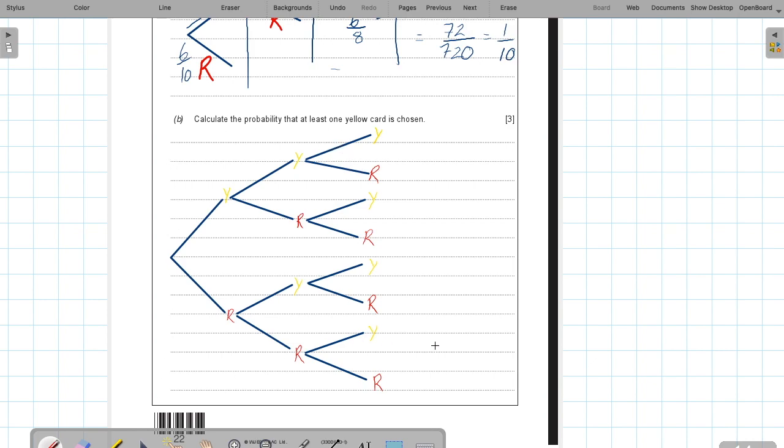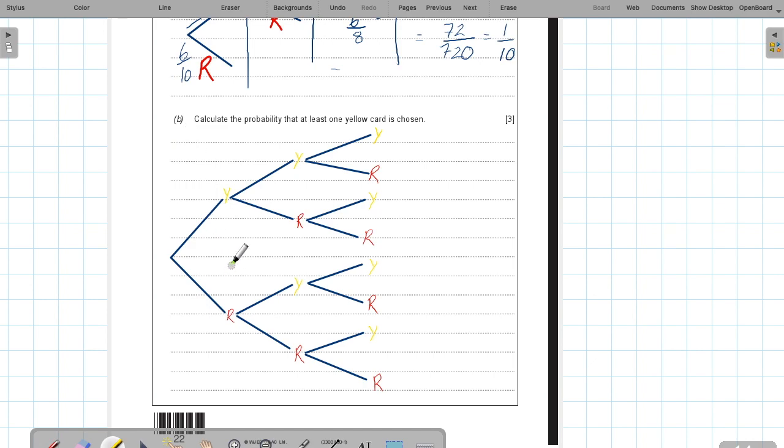And when there's a lot of room in the exam, sometimes it might be easier for you as well. If you've got the space there, you might as well use it. So, the probability that at least 1 yellow card is chosen. All we need is 1 yellow card out of the 3 times that we stick our hand into the bag and choose a card.